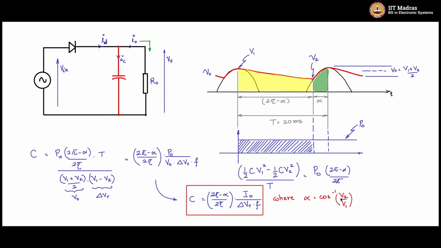So in this way you can calculate the value of C. Alpha is known, just now we found that it is cos inverse of V2 by V1. I0 is the load, an input specification given for design. Delta VR is the ripple specification given for designing the circuit, and F is the frequency of the input wave, and that is 50 Hertz in the case of India.